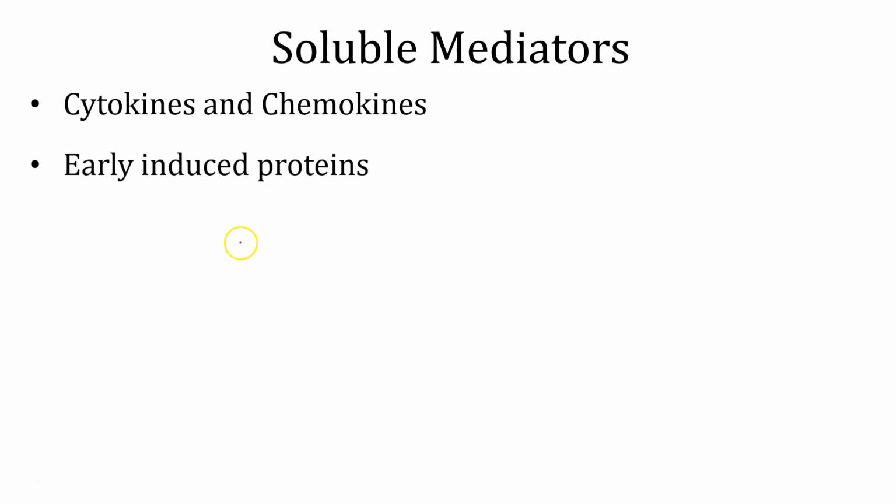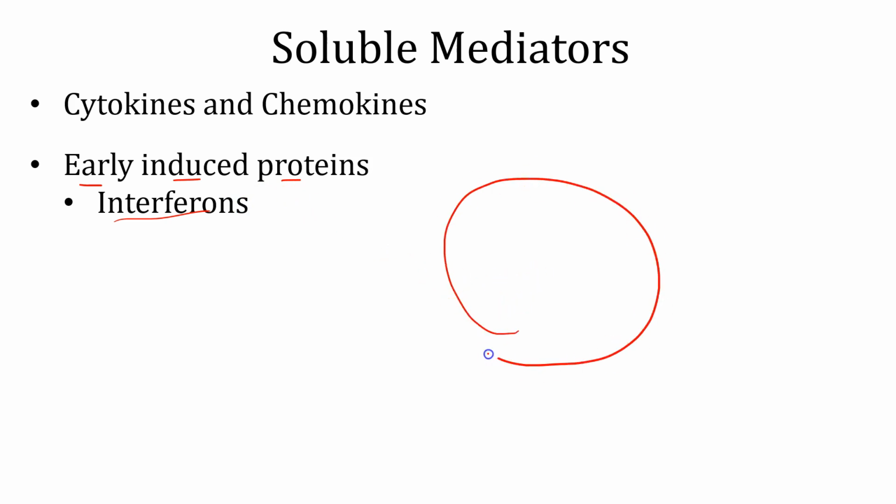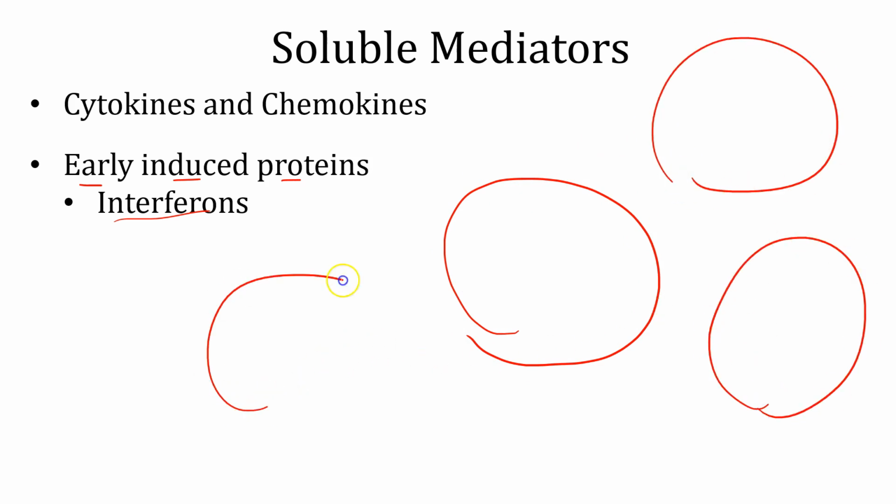Another class of soluble mediators are what are known as the early induced proteins. These are proteins that are made and released very quickly after intracellular infection with a bacterium or a virus. Some examples are a class known as the interferons. There are a lot of different interferons, but generally what we think of when we think of an interferon is a substance that's released by a cell that's infected with a virus. So let's imagine we're in some tissue of the body, and here's the infected cell right here.